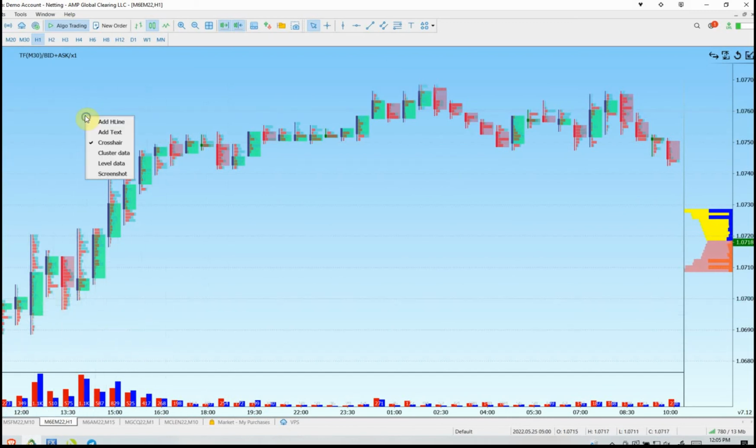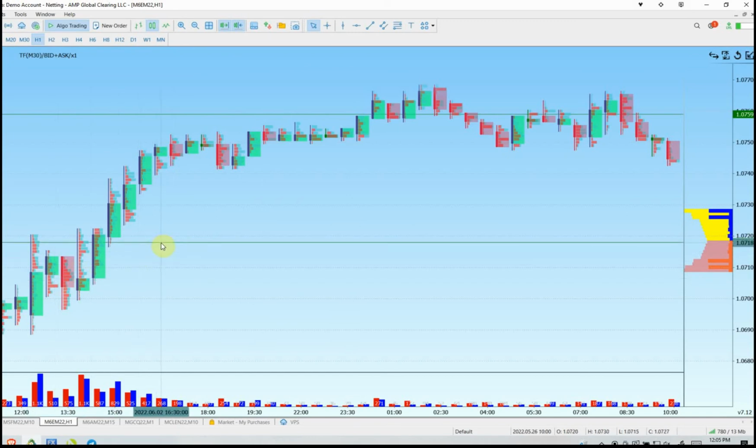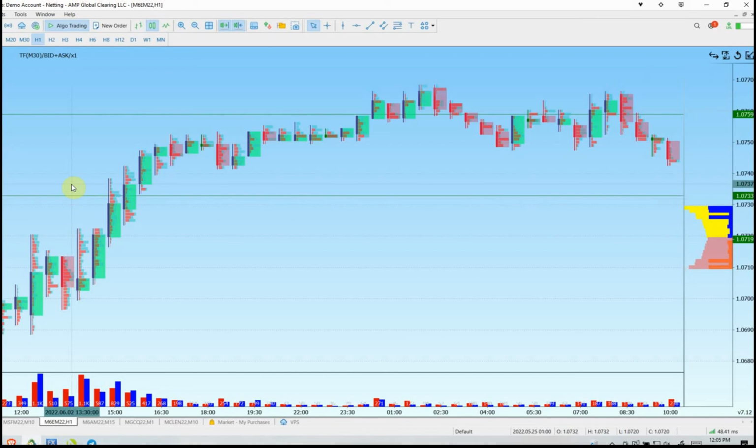So let me put a line here. Oops, no, I didn't want to do that. I'm still learning how to use this thing, guys. Well, anyways, it's this candle right here.